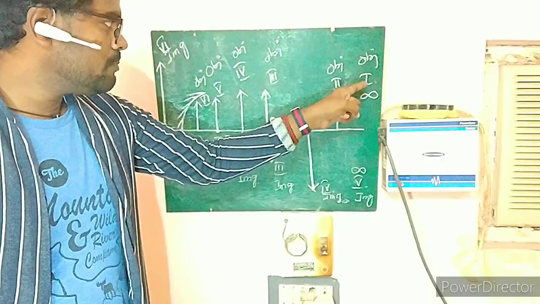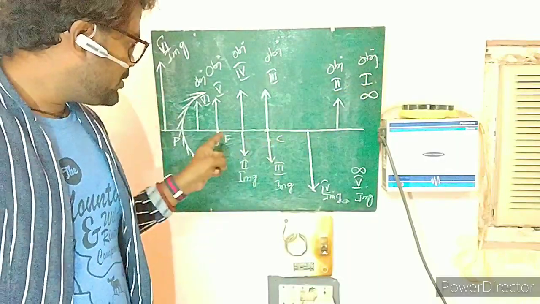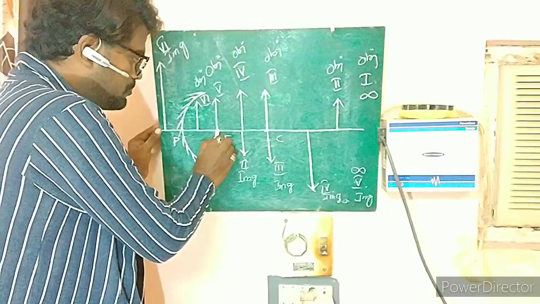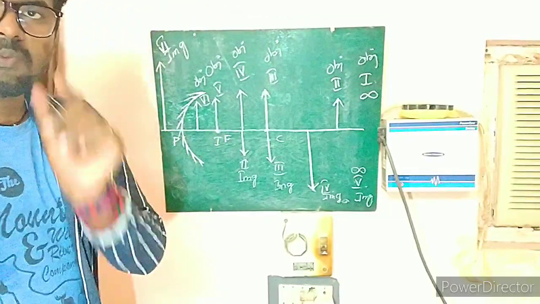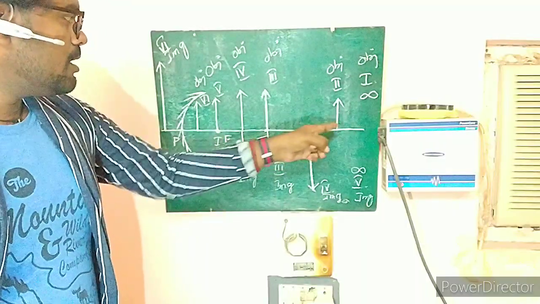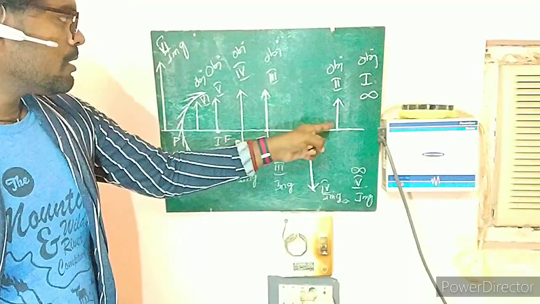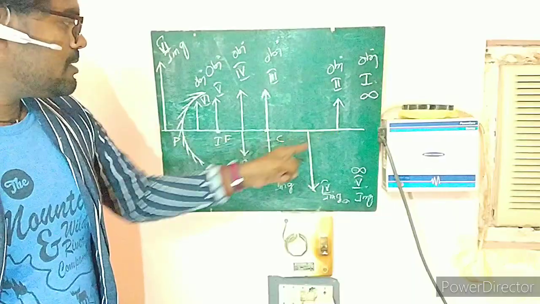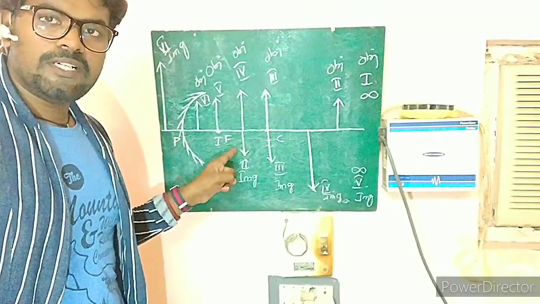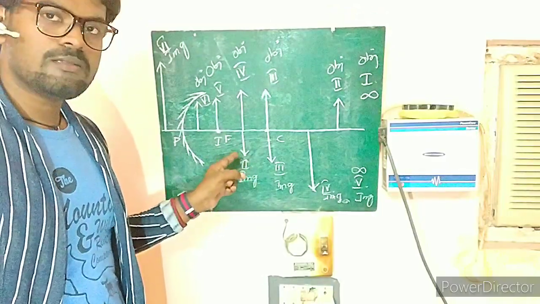The very first one is when the object is at infinite, we are going to get an image at focus. This is the first image. It is a point size image, very small image. It is a real one. A point size image should be formed near the focus. And second one is when the object is beyond center. When the object is beyond center, we are going to get an image between focus and center. The size should be diminished. It is a real one, but the size is diminished.